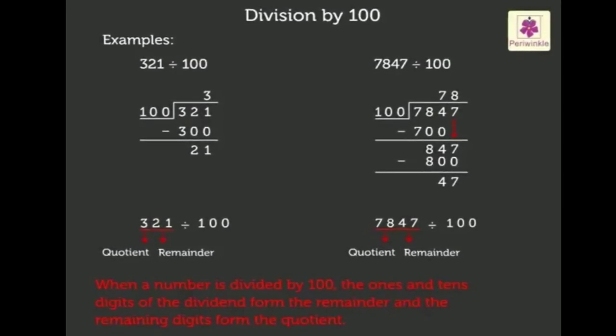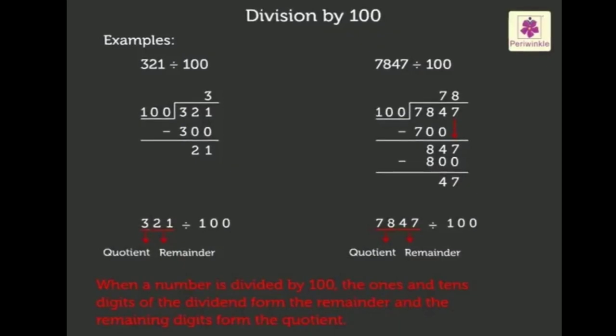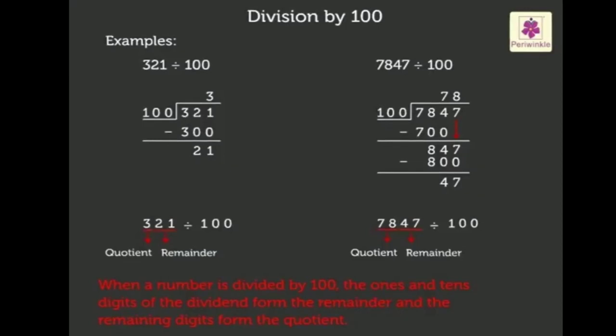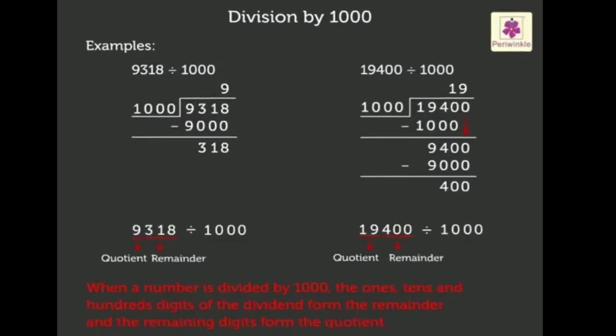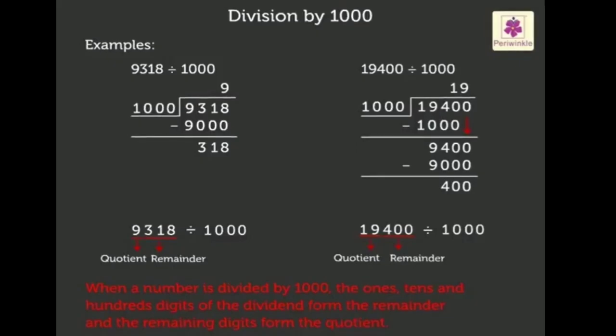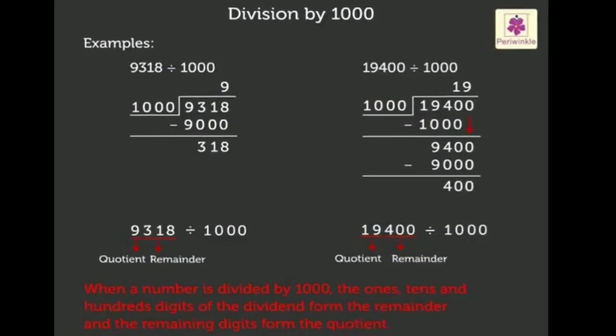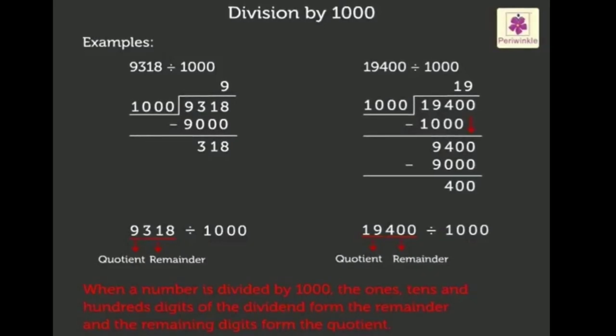So the digits in the dividend at the tens and ones place become the remainder, and the rest of the digits will form the quotient. Similarly, we can carry out the division with 1000 also. The rule states that when a number is divided by 1000, the ones, tens and hundreds digits of the dividend form the remainder and the remaining digits form the quotient. For example, if you divide 9318 by 1000, you will find that 9 becomes the quotient and 318 becomes the remainder.